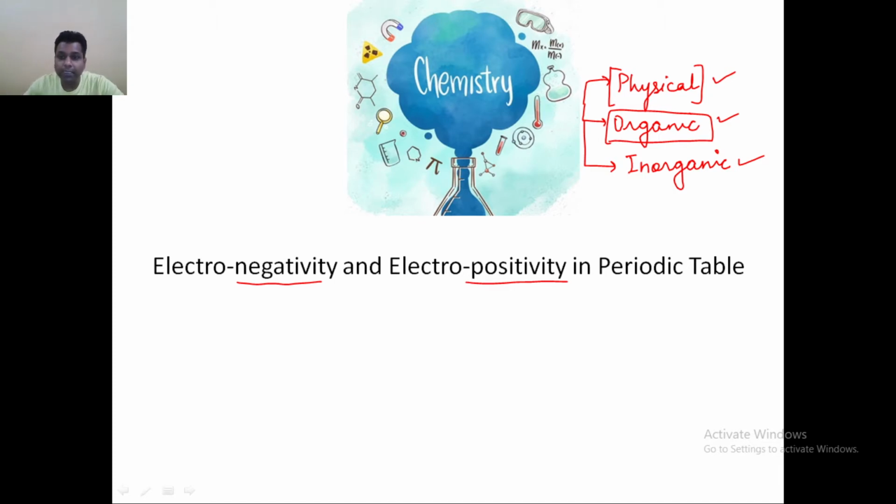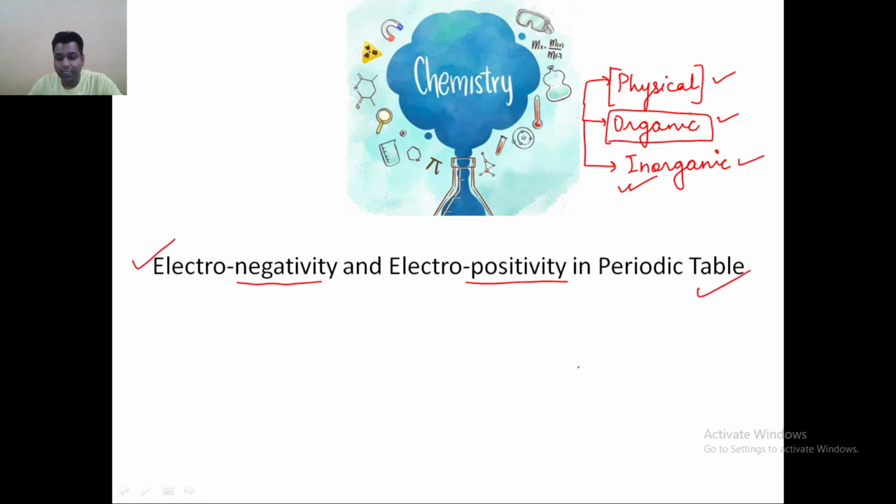And in case of your inorganic chemistry, whenever you are studying the properties of any atom, like if you are studying what is going to happen with some trends, in that case also the electronegativity and electropositivity concept is very important. That's why I have chosen this topic. If you have a clear concept of this thing, then in physical chemistry, in organic chemistry, and in inorganic chemistry also, this is going to help you a lot. That's why I have chosen this topic for the discussion.